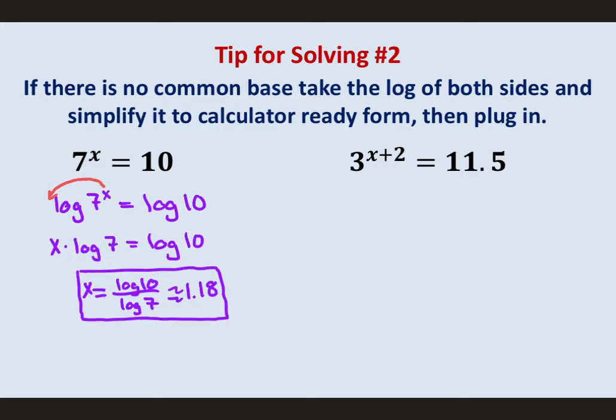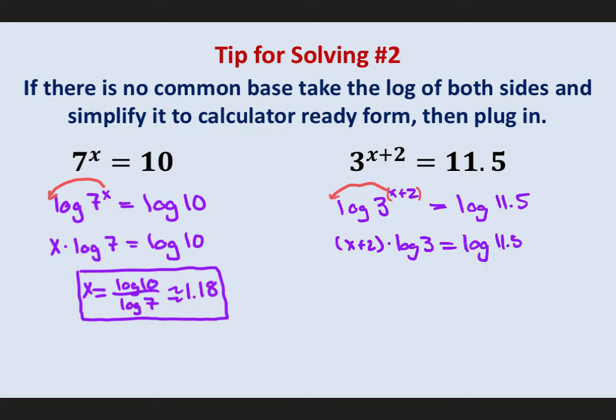All right, so our second example here is fairly similar. Once again, we're just going to go ahead and take the log of each side. So we'll end up with log of 3 to the x plus 2 equals log of 11.5. Once again, we can take that exponent piece, this time it's an x plus 2, and move it down in front. So we can take the whole piece and move it down. So it becomes x plus 2 in parentheses times the log of 3 equals the log of 11.5.